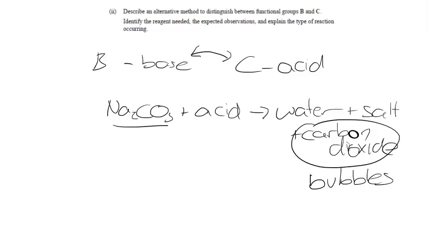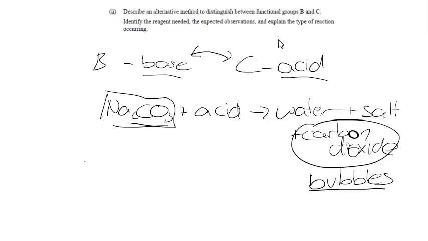So one identification trick that we could use is to use any metal carbonate and see if we observe bubbles. If we add the sodium carbonate to the base, we won't observe bubbles, so we would be able to say that's the amine. If we add sodium carbonate to the other one and we do observe bubbles, then we know that that is the carboxylic acid.